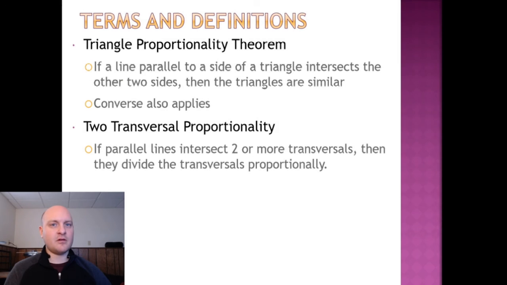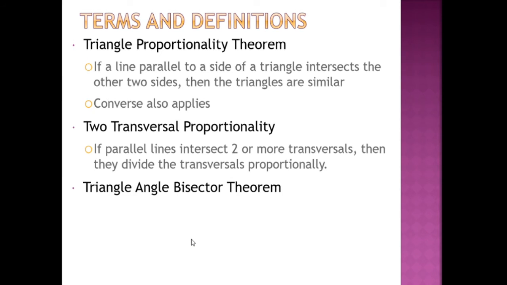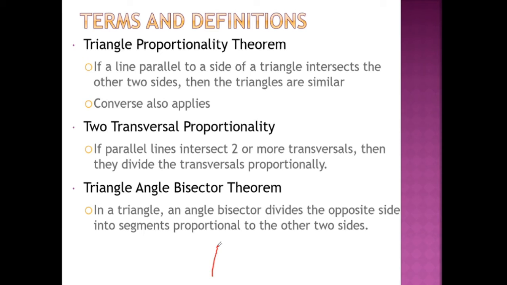Our third theorem is going to require that I get out of the way. So we're going to hide me for a moment. Our third theorem here is the triangle angle bisector theorem. This one is arguably the most complex. It took me a longer time to learn this one. But the rule is, if you have an angle bisector inside of a triangle, then the remaining sides should be proportional to each other. Let's take a look at an example to see what this means.